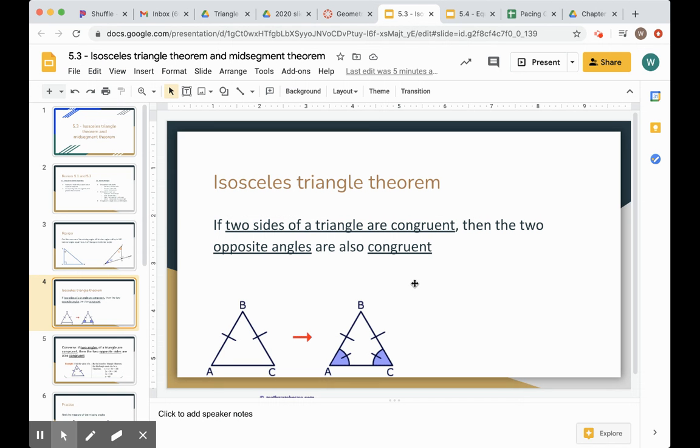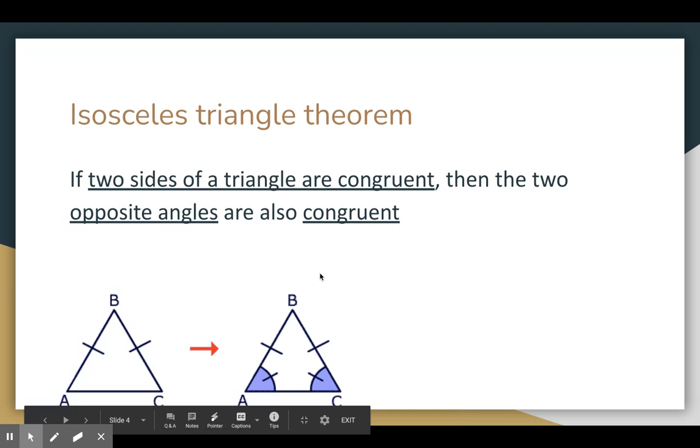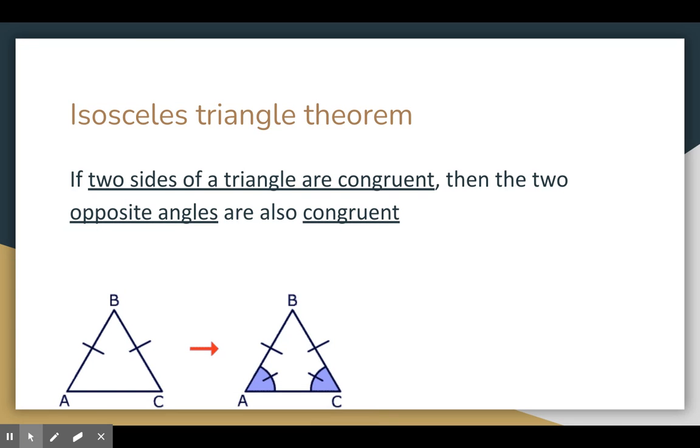Okay, the isosceles triangle theorem says, if two sides of a triangle are congruent, then the two opposite angles are also congruent. So remember, we said isosceles means that two side lengths of the triangle are equal and congruent to each other. Well, what that means is that if there are two equal sides, the opposite angles are also congruent.